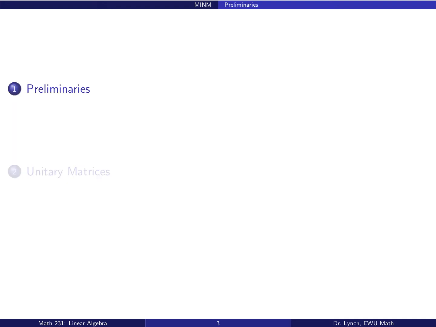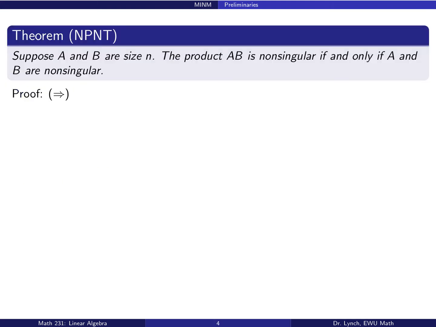Okay, so we'll start off with some preliminaries, again, proving a few theorems, and you'll get a chance to try your hand at parts of these theorems as well on the worksheet, so watch out for that. Here's the first theorem. Suppose that A and B are size n. Their product, AB, is a non-singular matrix if and only if A and B themselves are non-singular.